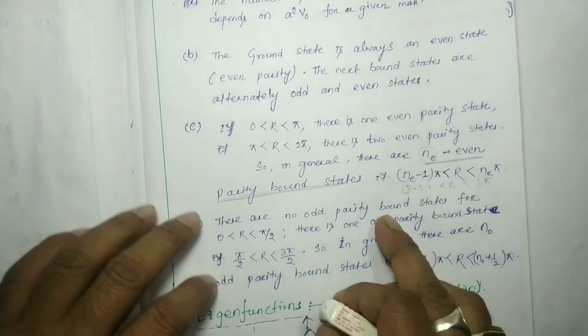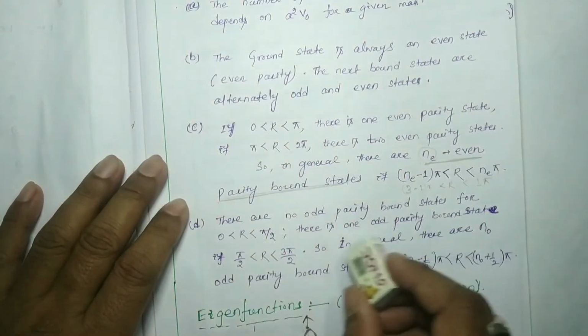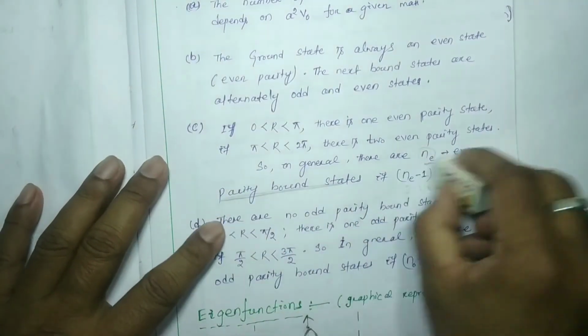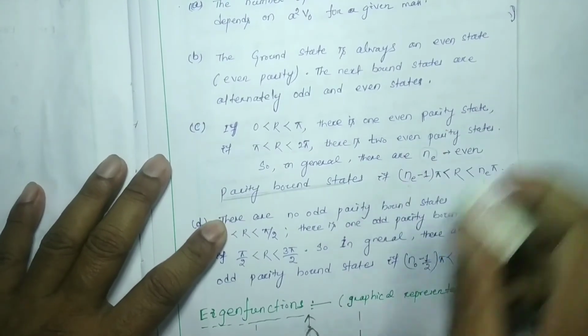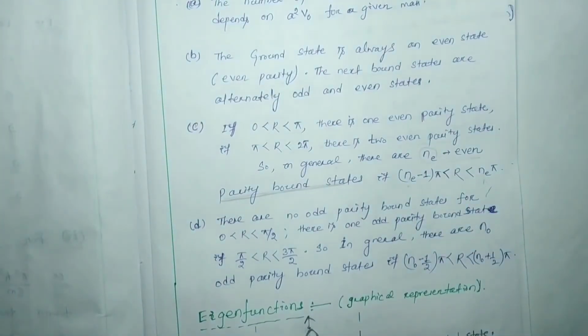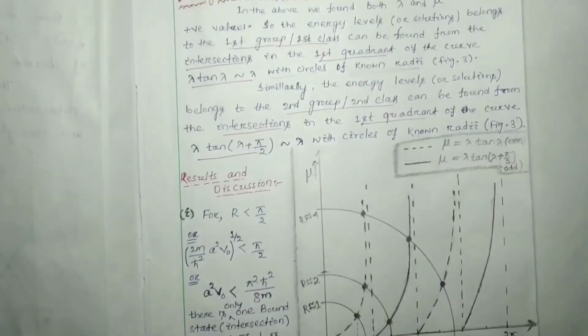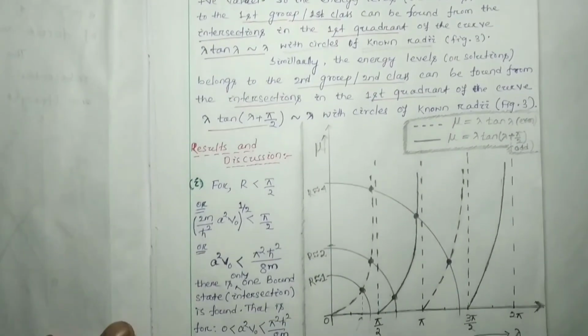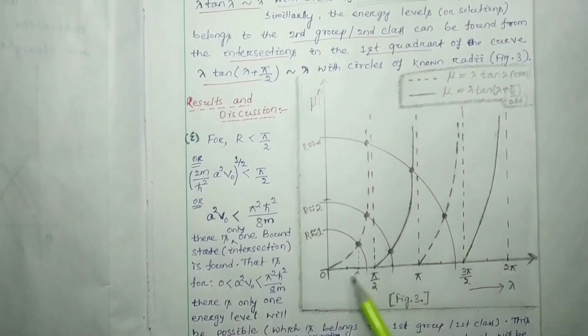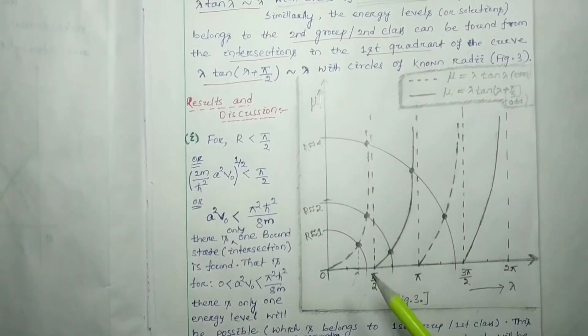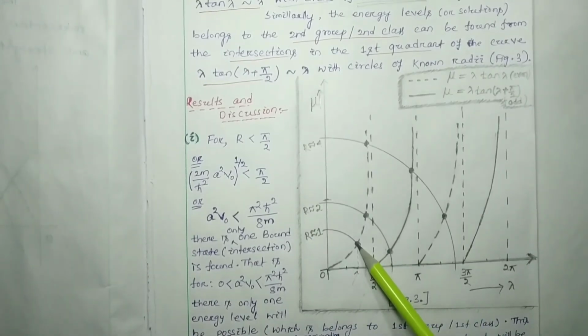no odd parity bound states. I am going to erase those things. Odd parity bound states we find in between 0 to pi by 2. See, 0 to pi by 2, there is no odd parity because this belongs to your ground state.